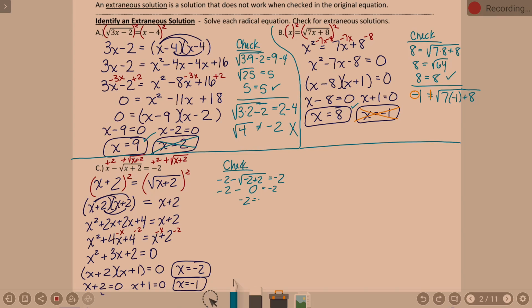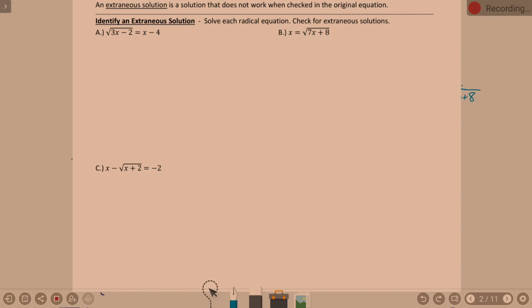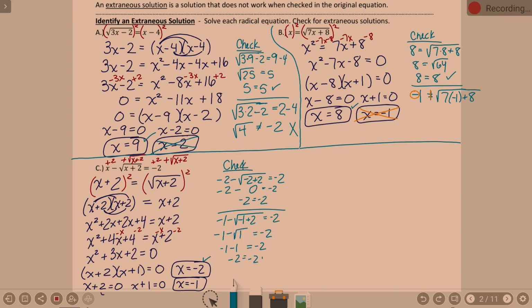Okay, negative 2 works. Check negative 1. Negative 1 minus the square root of negative 1 plus 2 equaling negative 2. Negative 1 minus the square root of 1 equals negative 2. Oh, negative 1 minus 1, does that work? Yeah. Oh, so what just happened here? Both worked, didn't they? Dang it, come on. I'm too close to the bottom here. Okay, they both worked. That happens sometimes.